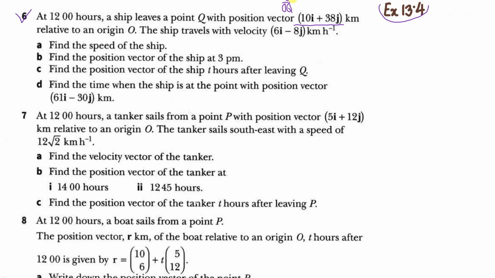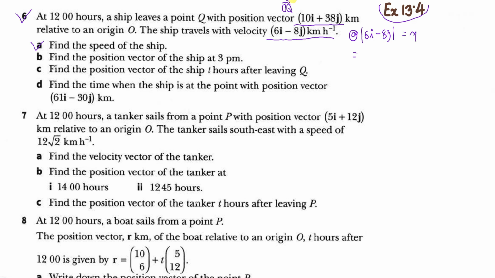And the next is the ship travels with the velocity vector given in kilometers per hour. Find the speed of the ship. The first question, we all know the speed of the ship means we have to find out the modulus of this vector, which is 6i minus 8j. So this is called the speed.